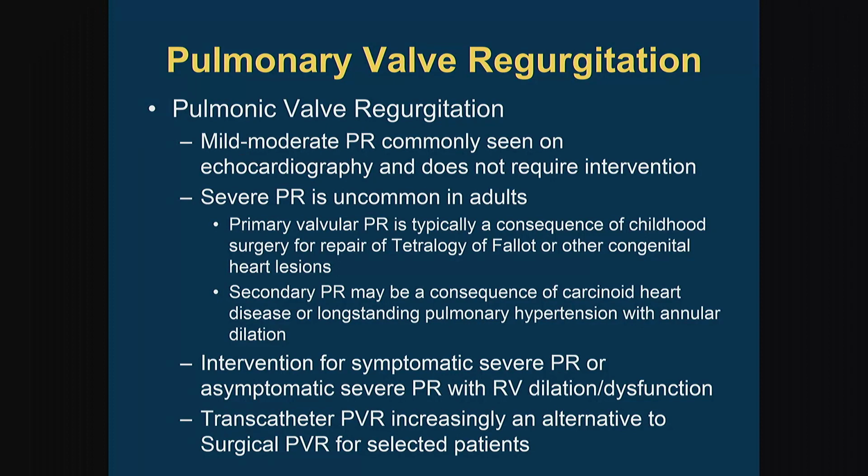And in patients who have symptoms associated with PR, there may also be an indication for intervention. For pulmonic valve disease, transcatheter interventions are increasingly an alternative to surgical pulmonic valve replacement for selected patients. And in general, if you have a patient in whom you're considering intervention, referral to a center that has a lot of experience with both surgical and transcatheter approaches, typically an adult congenital heart disease center, would be appropriate.